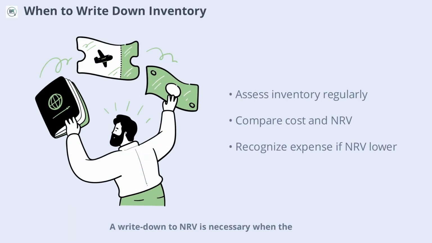Write-down to NRV is necessary when the cost of inventory exceeds its net realizable value. This situation can arise due to damage, obsolescence, declining selling prices, or increased costs to complete or sell the inventory. IAS 2 requires companies to assess their inventories at each reporting period and compare the cost to NRV. If NRV is lower, the difference must be recognized as an expense in the period. This ensures that the financial statements reflect the true economic value of the inventory held by the business.